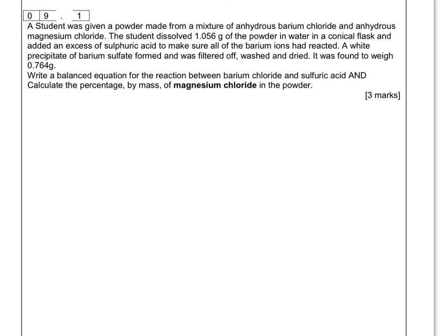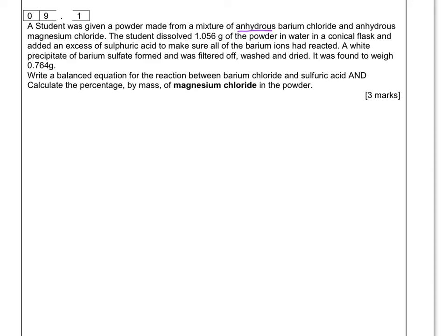A student was given a powder made from a mixture of anhydrous. Now anhydrous means without water. It's anhydrous barium chloride and anhydrous magnesium chloride. The student dissolved 1.056 grams of the powder in water in a conical flask and added an excess of sulfuric acid to make sure all of the barium ions had reacted. A white precipitate of barium sulfate formed and was filtered off, washed and dried. It was found to weigh 0.764 grams. Write a balanced equation for the reaction between barium chloride and sulfuric acid.